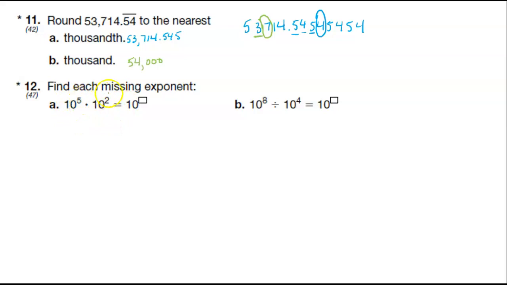Okay, number 12, find each missing exponent. So here we have 10 to the 5th times 10 to the 2nd. So we know that when we multiply with the same base, we add the exponents. So that's 10 to the 5 plus 2, which is 10 to the 7th. That's what goes in my little box. Here I have 10 to the 8th divided by 10 to the 4th. So if I rewrite it this way, I know that when I divide with the same base, I subtract exponents. 10 to the 8 minus 4 is 10 to the 4.